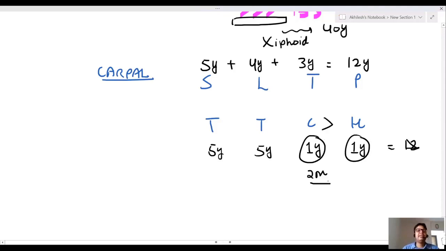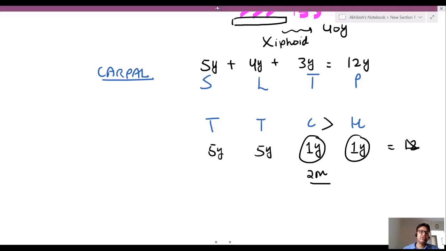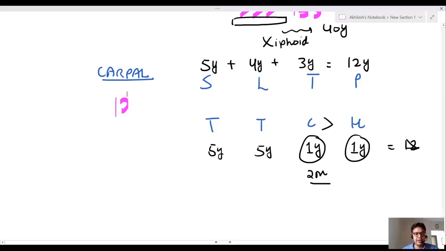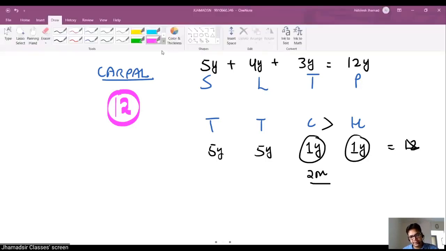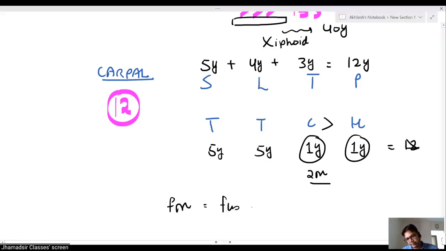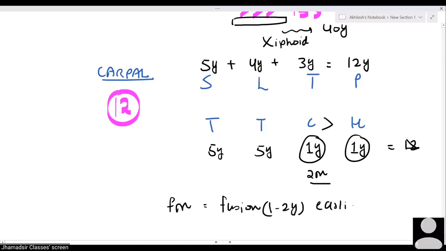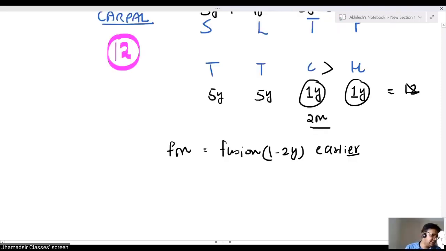Anyways, if you want to go in detail at what age other carpal bones fuse, you just remember rule of 12. Anyways, I'm going for some repetition program. See, write down. In age, in female, you can write down one more line. In female, fusion is 1 to 2 years earlier.